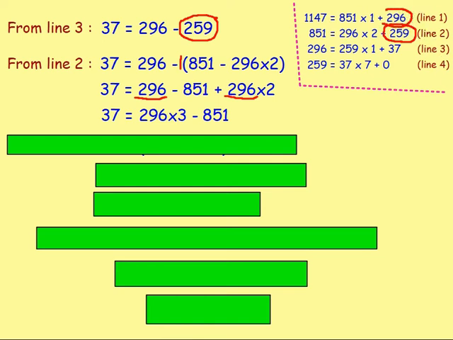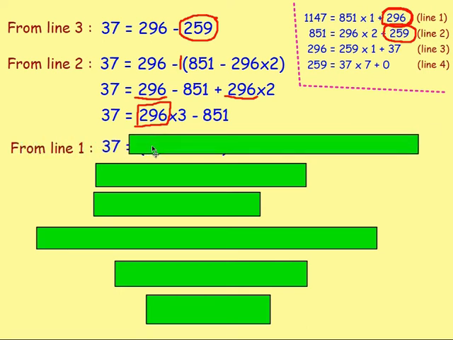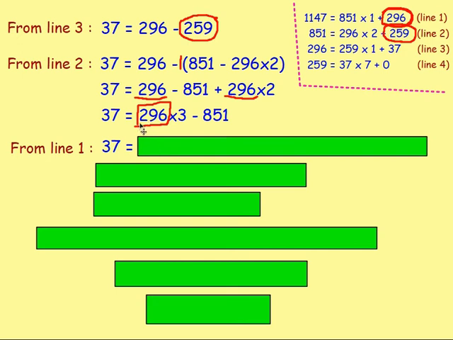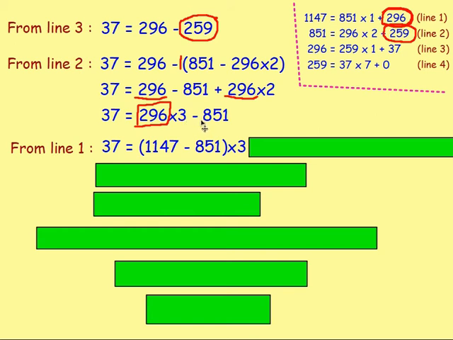And now we've got the 296. And we want to swap that with what it's equal to. So here we've got 296. And to get the 296 on its own, we would have the 1147 take away this 851 times 1. So from line 1, we can say 37 would equal, and replace 296 with 1147, take away 851 times 1, or just take away 851. You know, from that we are multiplying that by 3, so make sure you write in times by 3, and then we're taking away 851.